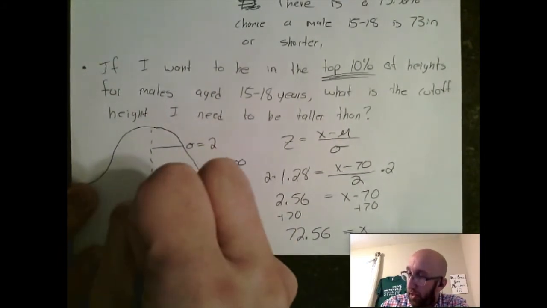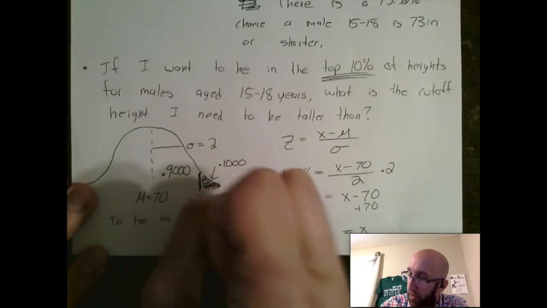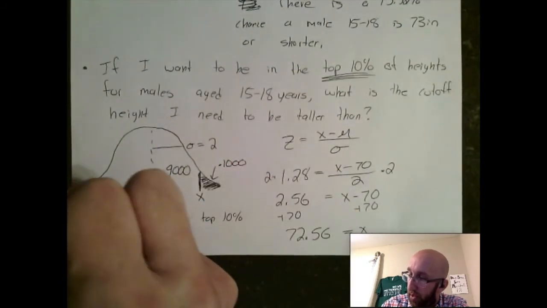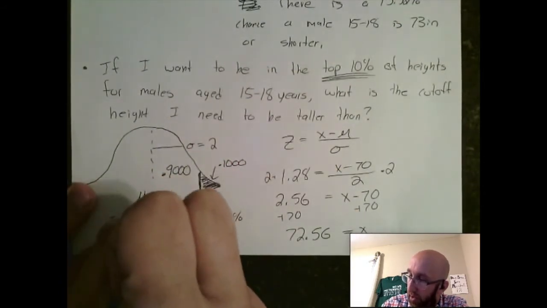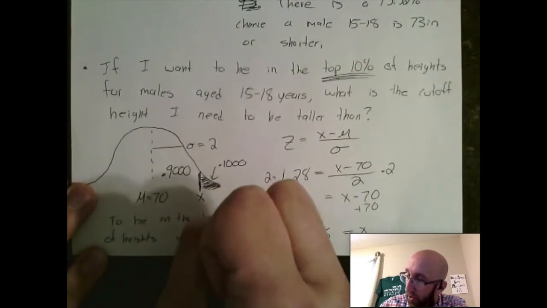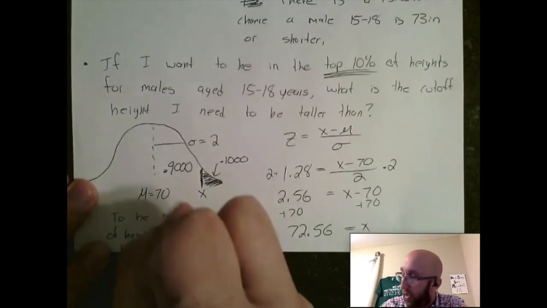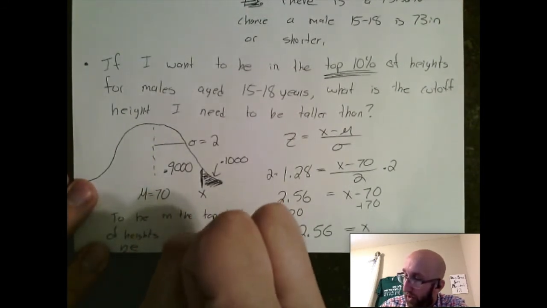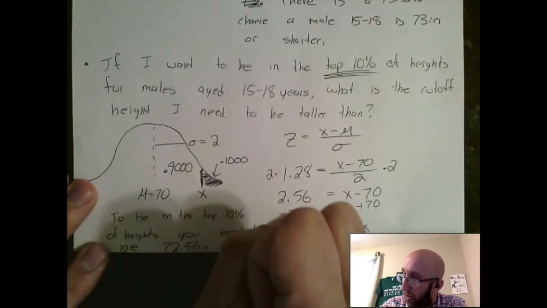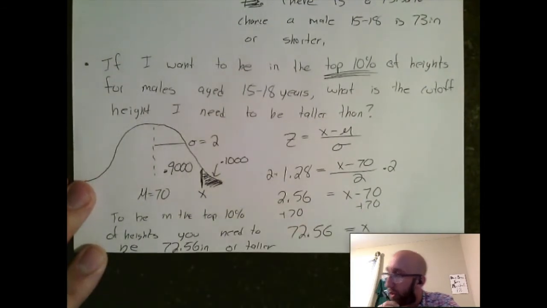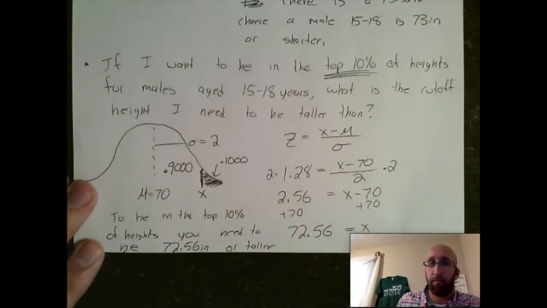So some context there. To be in the top 10% of heights, you need to be, and I know I'm a little bit tight here, 72.56 inches or taller. So that's just a little bit of working backwards.